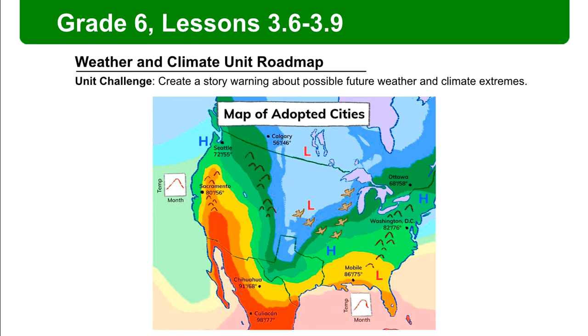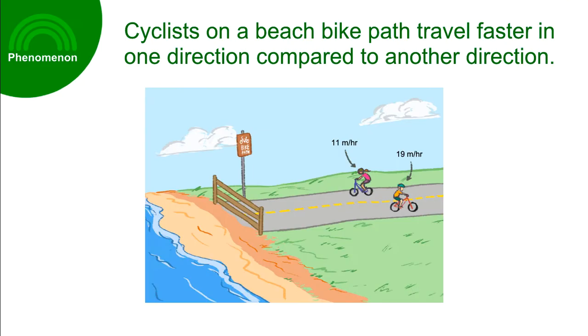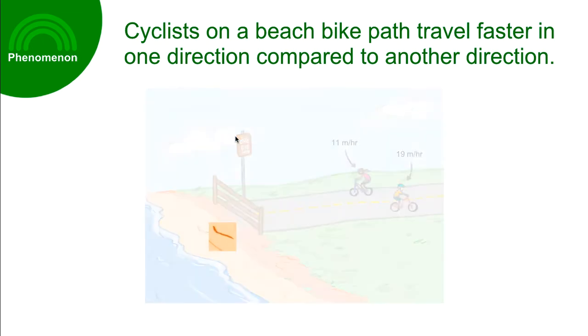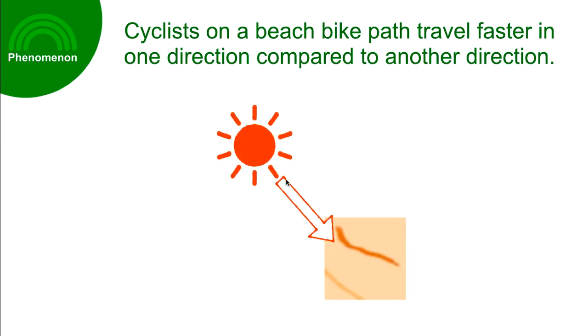In this lesson group, we focus in on wind and how it's affected by temperature, and we start learning how to forecast the weather. We'll be using this image of a path ending at a beach with two cyclists to help illustrate a phenomenon, that the cyclists on a beach bike path travel faster in one direction compared to another. By the end of this sequence of lessons, students are going to be able to explain this from start to finish, so let's go ahead and take a look.